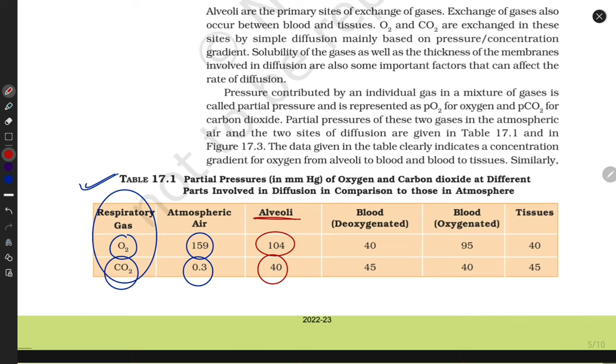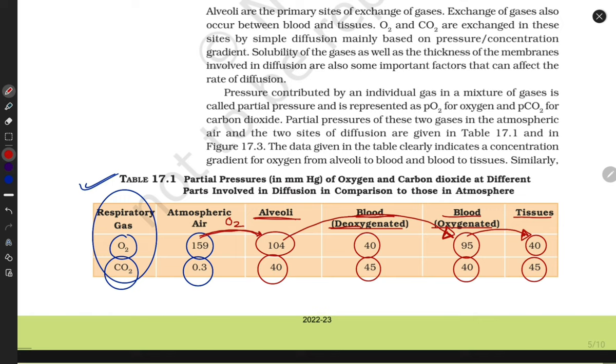And in deoxygenated blood, oxygen is less compared to CO2. Now, if we talk about oxygenated blood, it contains more oxygen compared to CO2. And if we talk about tissues, they contain less oxygen compared to CO2. That's why oxygen moves from the atmosphere to the alveoli, from the alveoli to the oxygenated blood, and to the whole body parts.